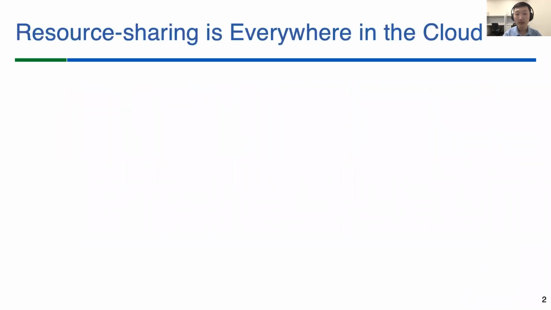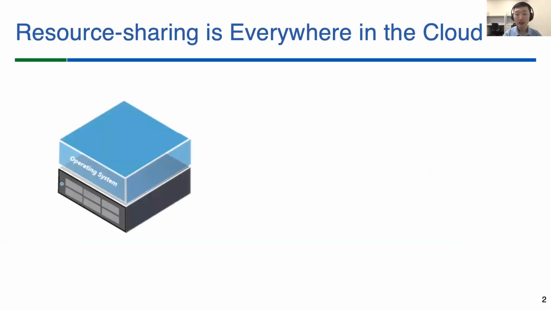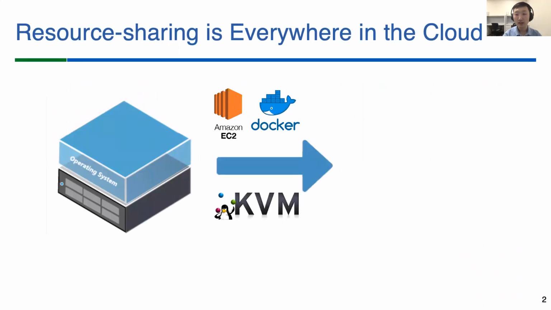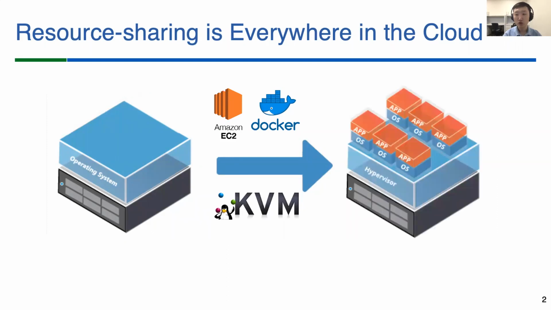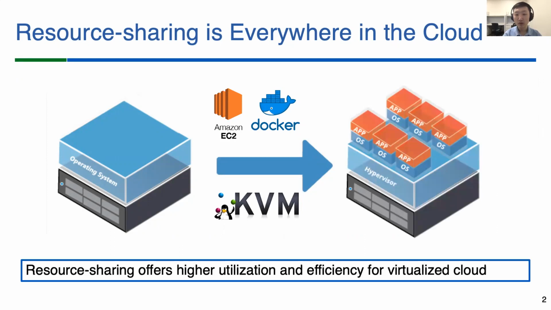Nowadays, cloud data centers have been virtualized. With the advanced virtualized technologies such as Amazon EC2, Docker Container, and Linux KVM, multiple tenants or applications can consolidate on the same server, sharing hardware resources. This makes the cloud data center more efficient, more scalable, and more flexible.